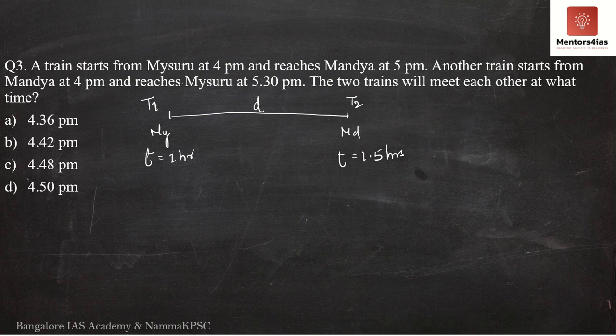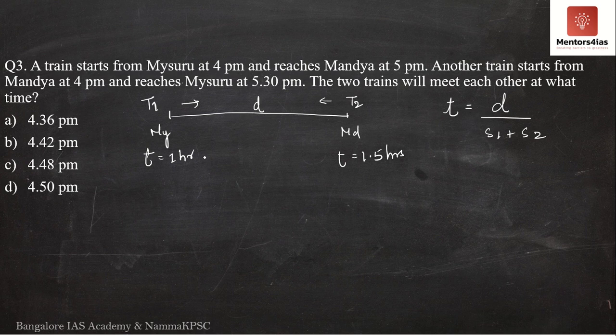Now this is very straightforward and very simple. We always know that when two entities are moving in opposite directions, the time taken for them to meet each other is nothing but the distance traveled in order to meet each other divided by the sum of their speeds. Therefore, time is equal to distance divided by S1 plus S2. Now, what is S1? We don't know. What is the value of S2? That also we do not know.